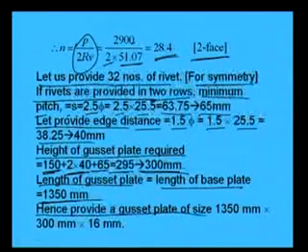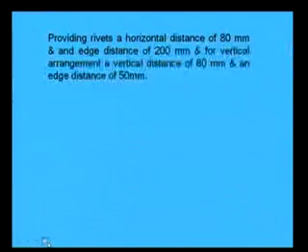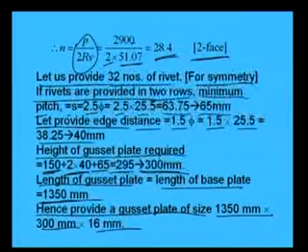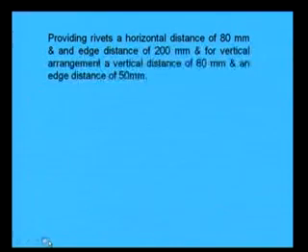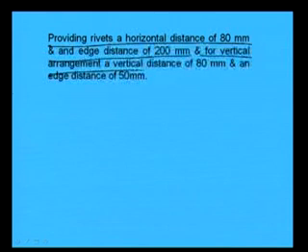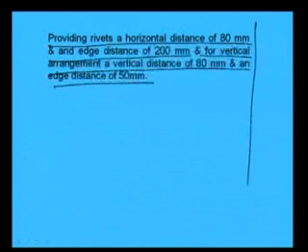Okay. So in this way we can find out the gusset plate size. So, providing rivets a horizontal distance of 80 mm and edge distance of 200 mm, and for vertical arrangement a vertical distance of 80 mm and edge distance of 50 mm. So in this way we can provide. Because of shortage of time, I am not going to discuss much. So I hope you will be able to calculate the details in proper way, right.